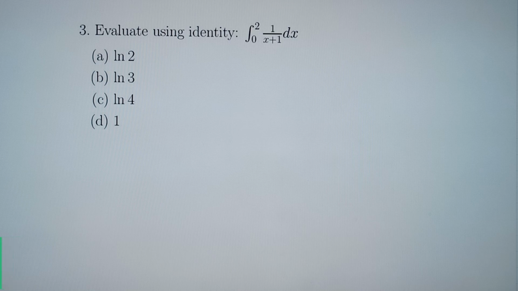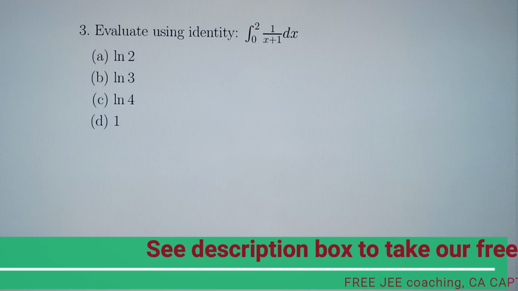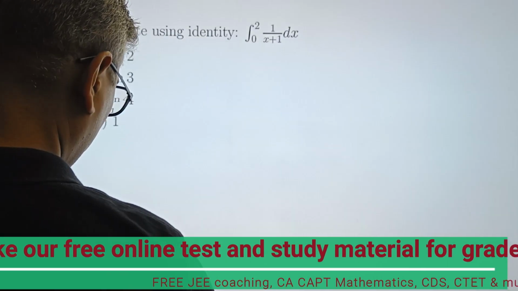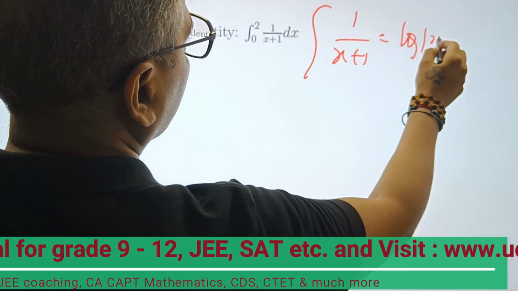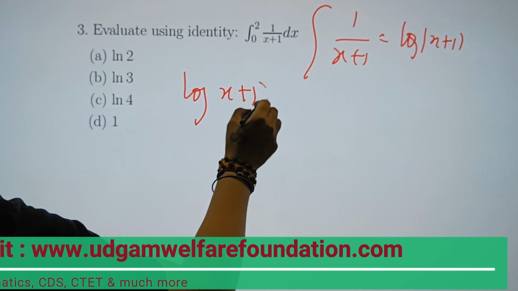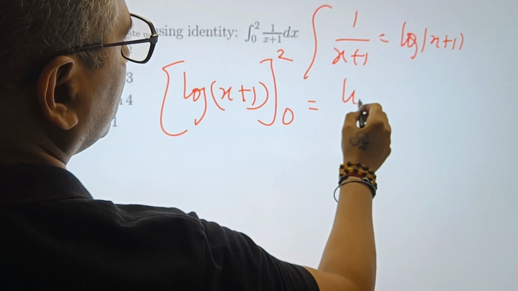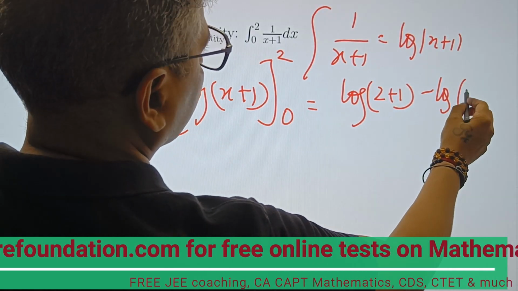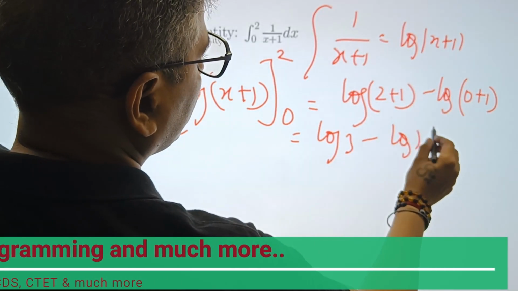So here comes our question number 3, students. We have to evaluate using identity integral 0 to 2 of 1 upon x plus 1. So integration of 1 upon x plus 1 is nothing but log of x plus 1. Very simple. So log of x plus 1, and the upper limit is 2, lower limit is 0. So this will give you log of 2 plus 1 minus log of 0 plus 1. So here you will be getting log 3 minus log 1, and the value of log 1 is 0.